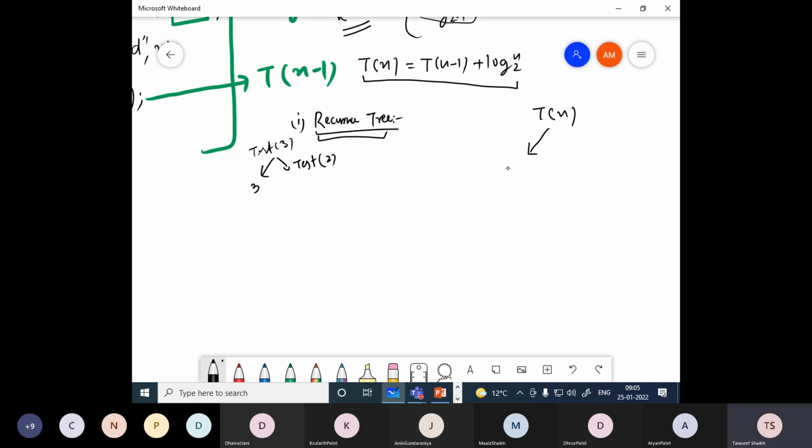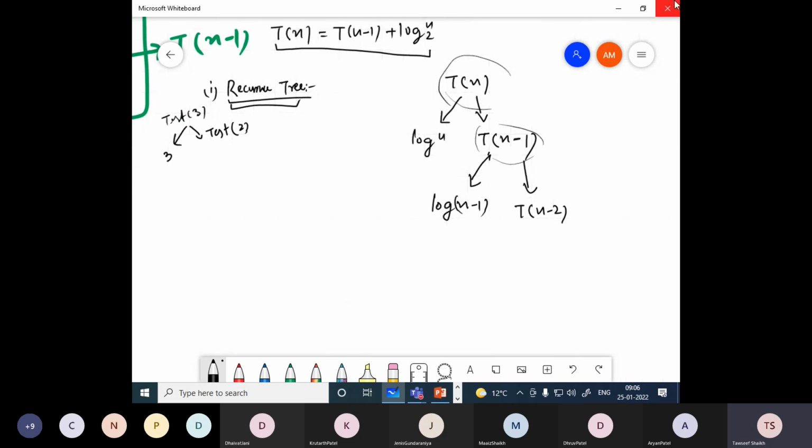T of n, at each iteration, will be printing log of n and T of n minus 1. Now, this T of n minus 1 is again a recursive call, just like T of n. It is a similar type of call, but we are only decreasing the value of n by 1. So it will also print the values like the previous call, but decreased by 1: log of n minus 1, and then decreasing by one more. It is simple to see by looking at the pattern which is already present inside.